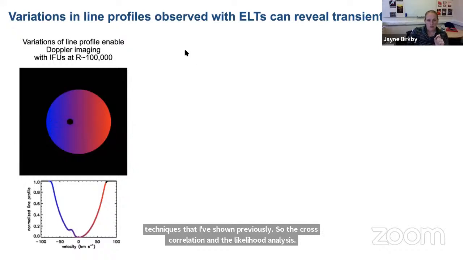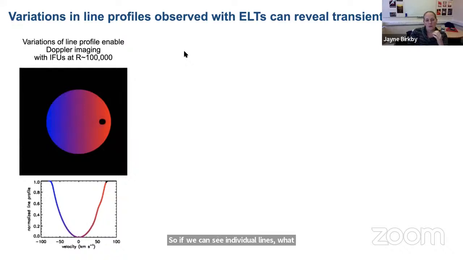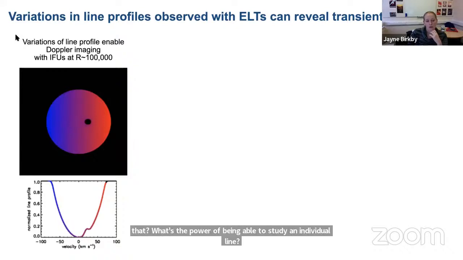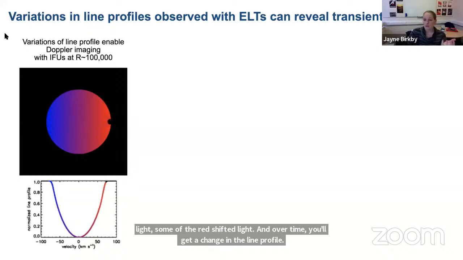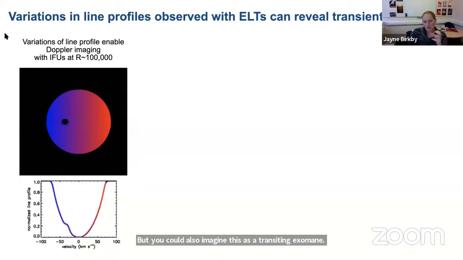So if we can see individual lines, what can we do with that? What's the power of being able to study an individual line or even variations in the line profile on average? So one of the first things that has been proposed for this is to do Doppler imaging. So imagine you have a storm or a spot feature of some kind on your planet that's rotating in and out of view. As it does that, it will block some of the blue shifted light, some of the red shifted light, and over time, you'll get a change in the line profile. But you could also imagine this as a transiting exomoon. So if you were able to isolate the light of the planet, you would then be able to wait and see whether or not you have something pass in front of it.